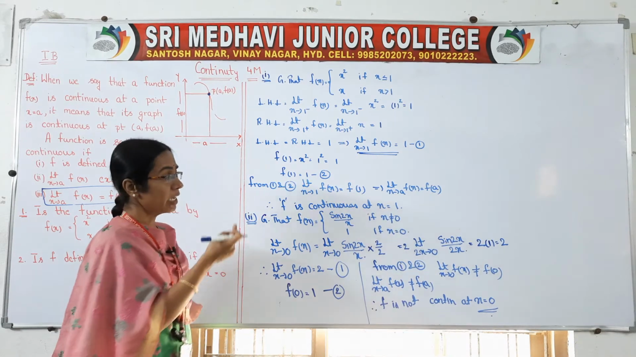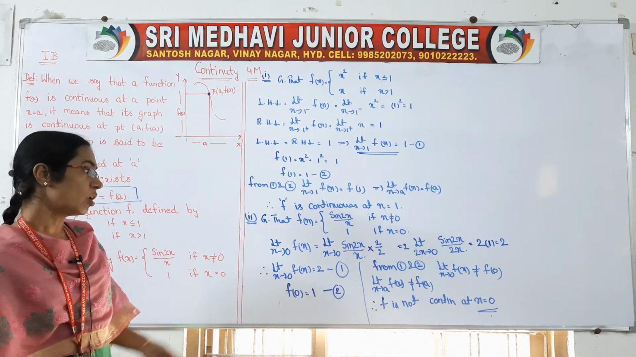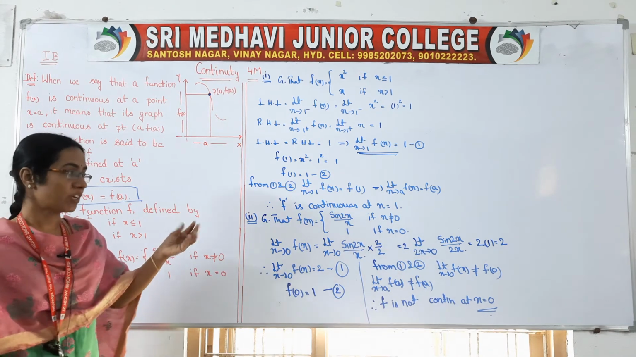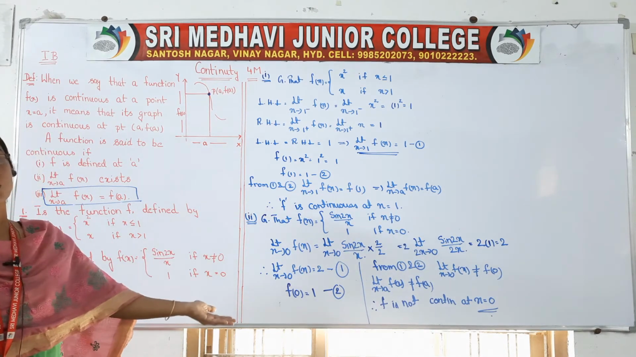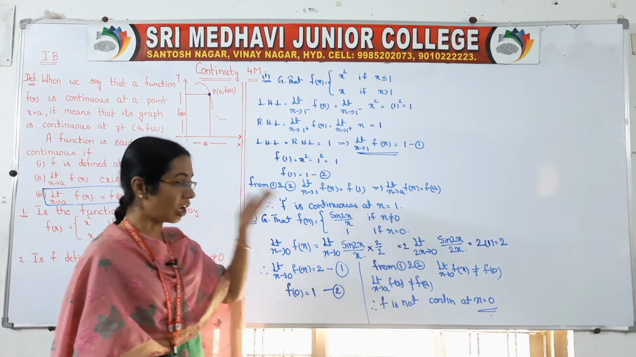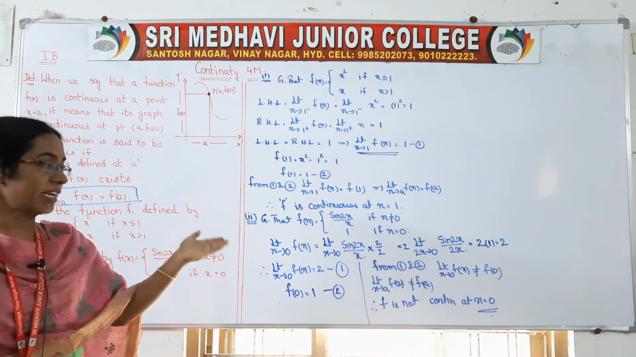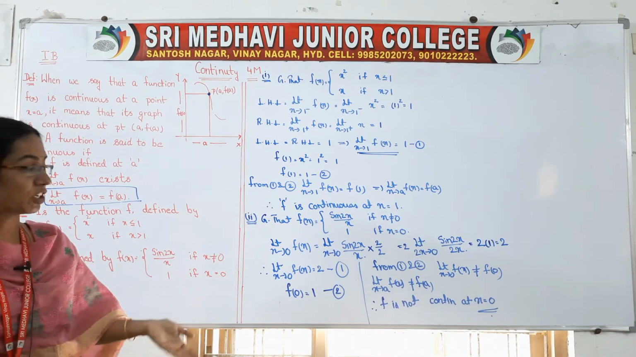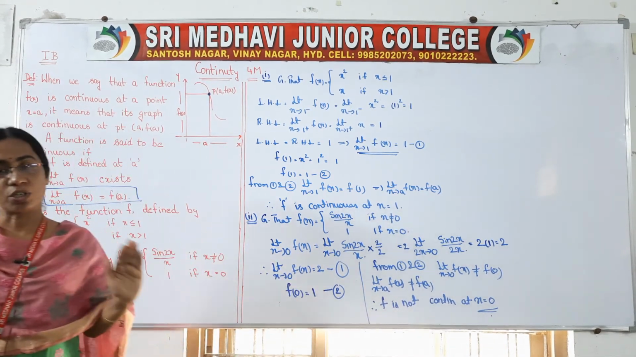It is a very repeated standard formula in our limits. So limit x tends to 0, f of x, we got it as 2, and f of 0 is equal to 1. So limit x tends to 0, f of x is not equal to f of 0. So it is against the condition of continuity. Therefore f is not continuous at x is equal to 0.